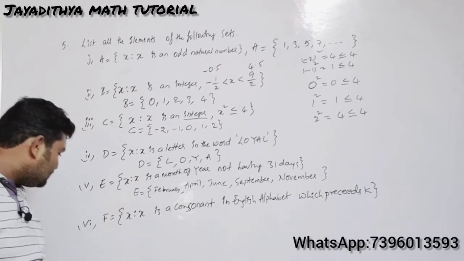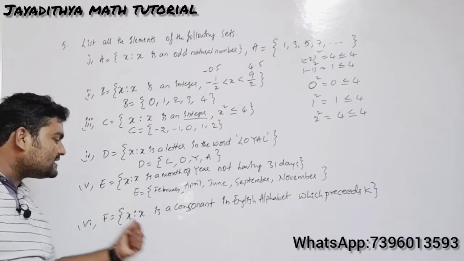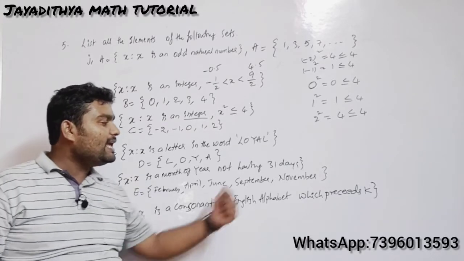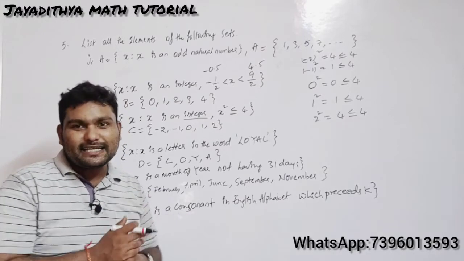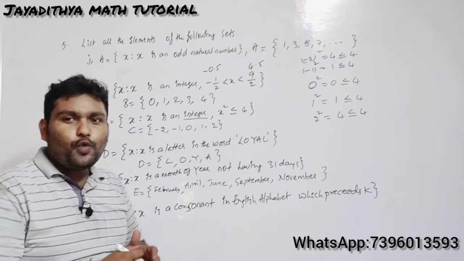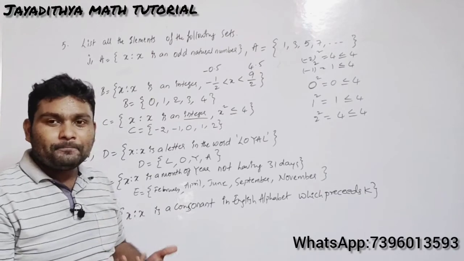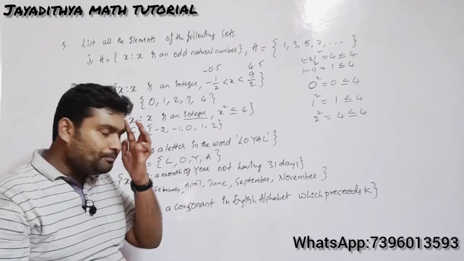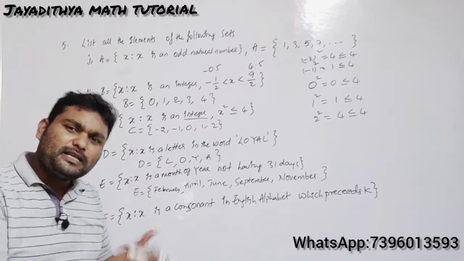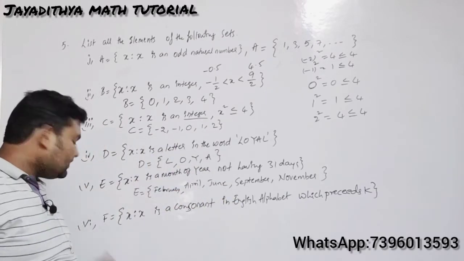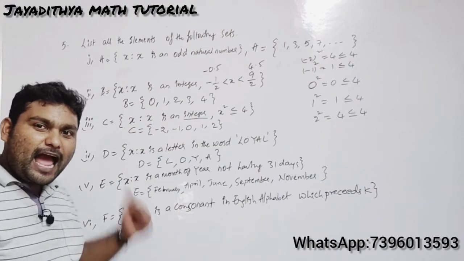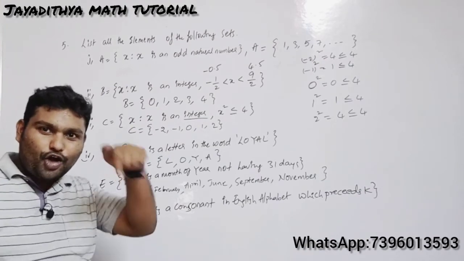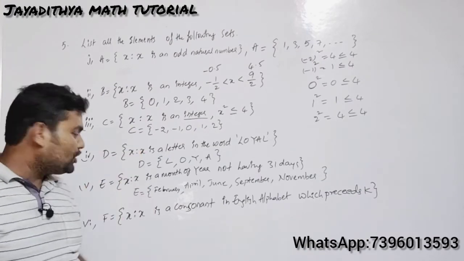Let us go for the last one, that is F equals x such that x is a consonant in English alphabet which precedes K. So you know what is successor and predecessor. Predecessor means which comes before and successor means which comes after, right? Succeeding in the sense which comes after, preceding means which comes before. So understand this question clearly and try to give the answer in the comment section. I will be waiting for your comments.